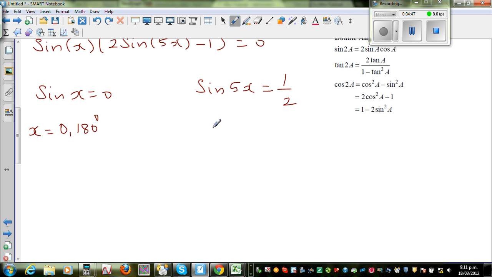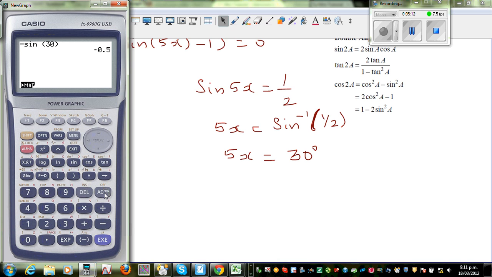So here, taking sine inverse of both sides, I can say 5x is equal to sine inverse of half. Sine inverse of half is 30 degrees, so 5x is equal to 30 degrees. So let me show this on the calculator.